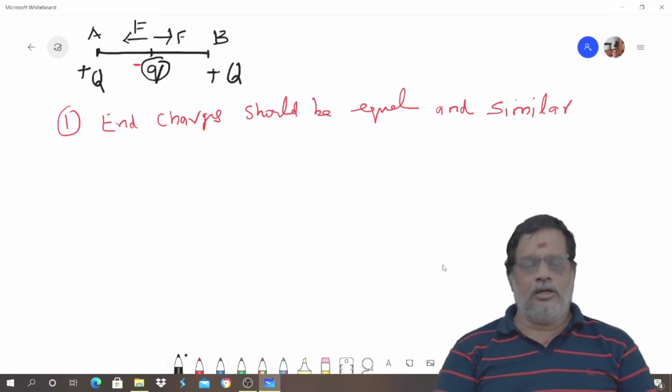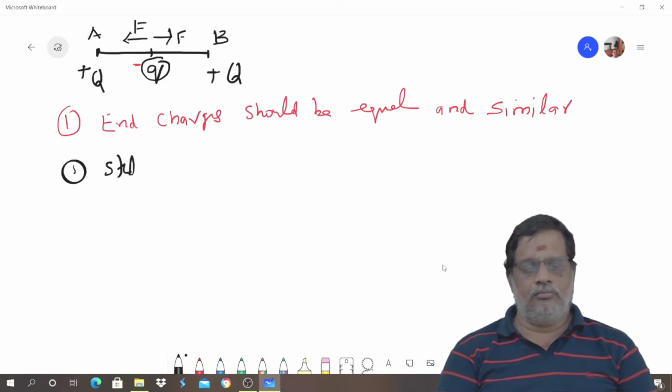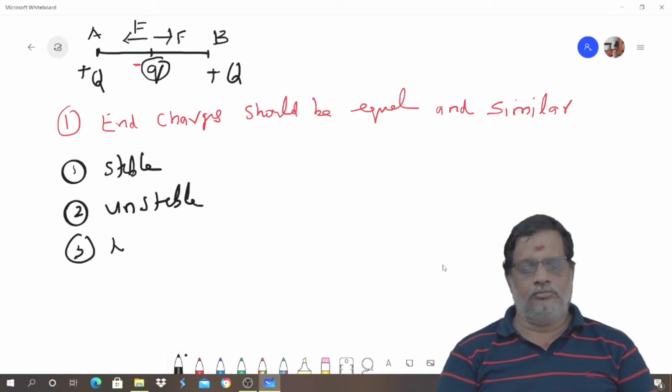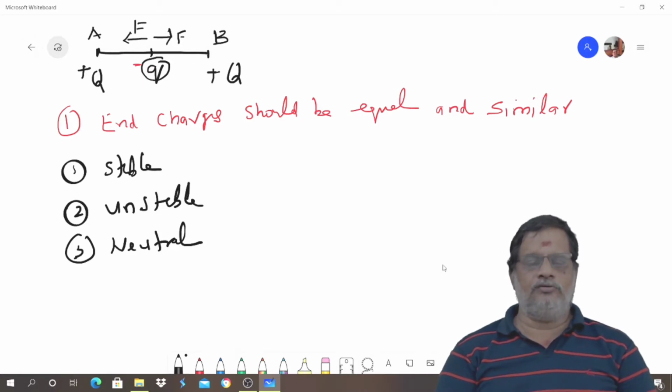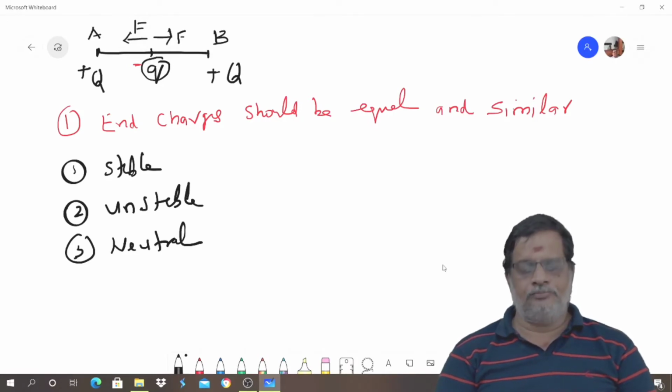You know that equilibrium is of three types. What are they? They are stable, number 2 unstable, and the third one is neutral. So there are three different types of equilibria: stable, unstable, neutral. Now I want to see what kind of equilibrium is possessed by the middle charge.